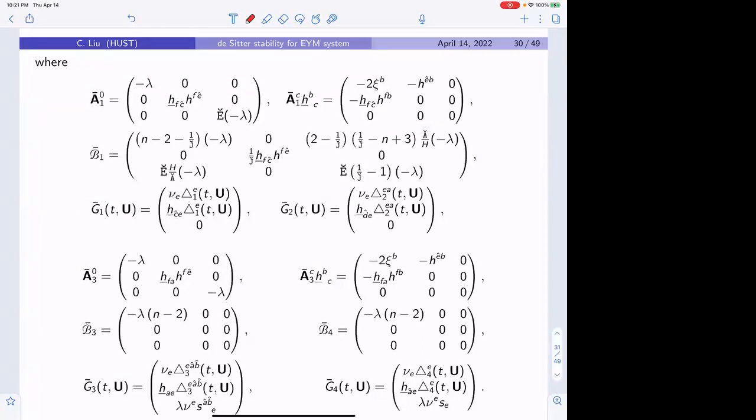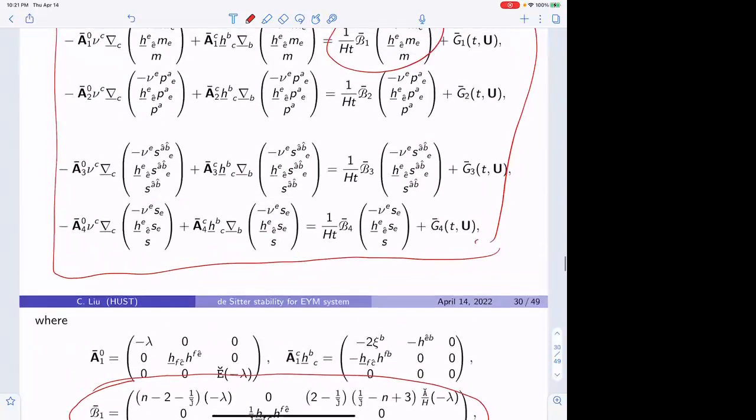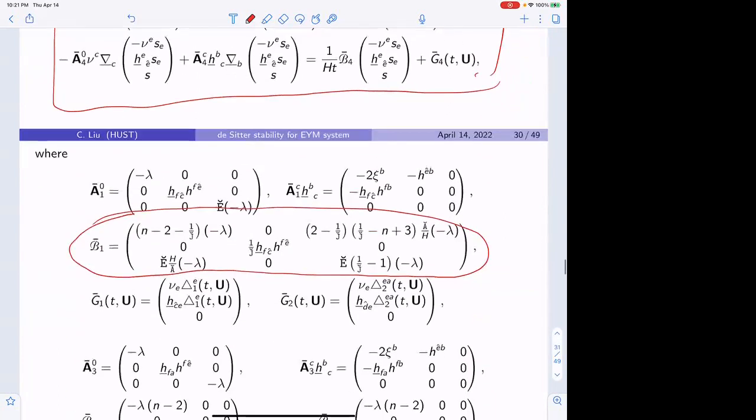I list them, but it's not very important here. I just want to point out this 1 over t term. The coefficient matrix is something like this one, and it involves some constant to be determined, like I said before. In fact, the decay rate of the variable is dependent on this curly B matrix, and all these variables will help you to determine the decay rate for the different dimensions.